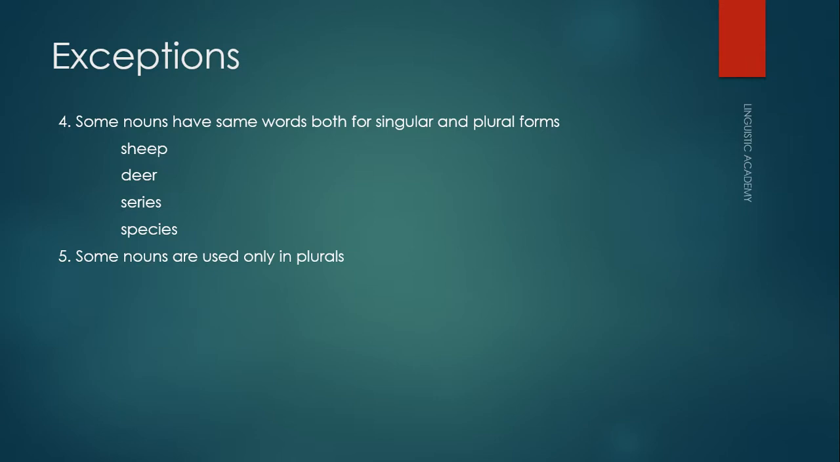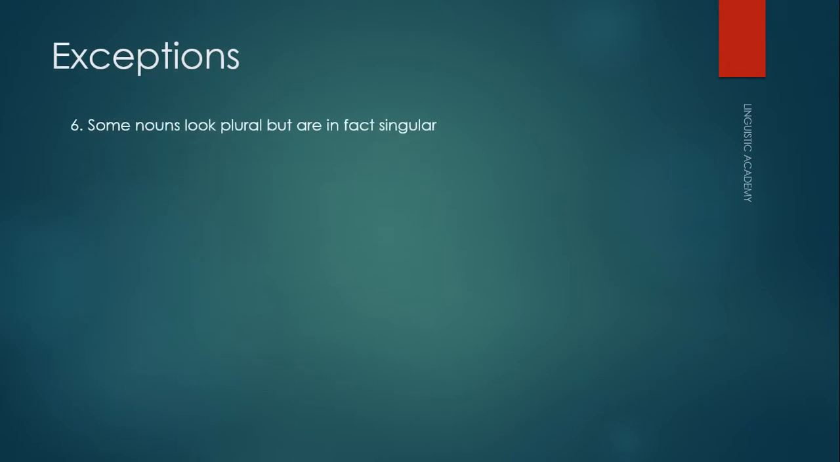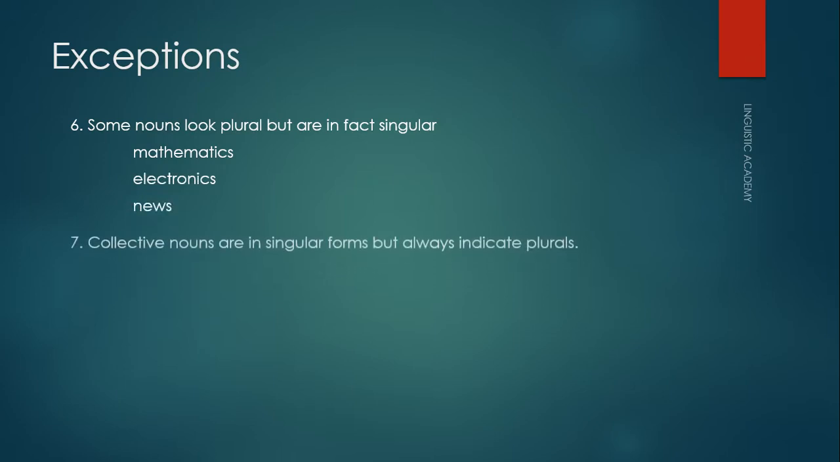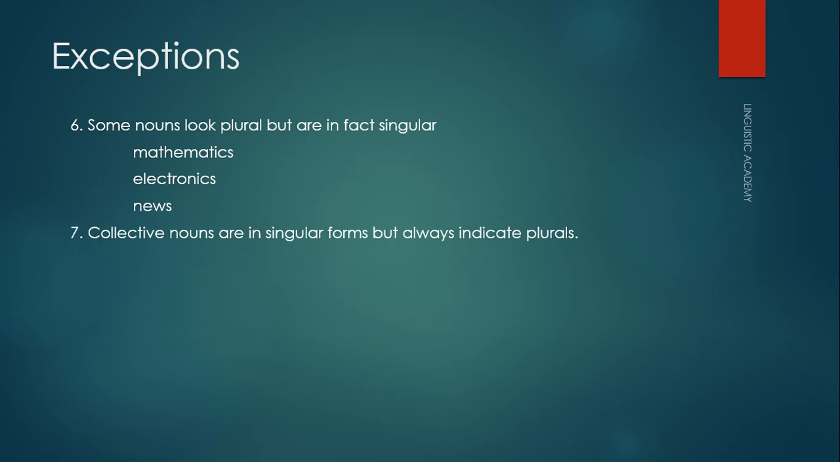Number 5. Some nouns are only used in plurals, like scissors, trousers, pajamas, and jeans. They do not have any singular form, so they are used in plurals with s at the end. Number 6. Some nouns look plural but are in fact singular, like mathematics, it is a subject. Electronics, again a subject. News, and all these examples, these are written as plurals, but those are used as singular.